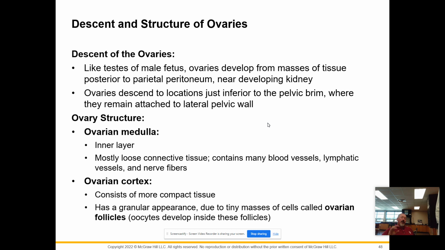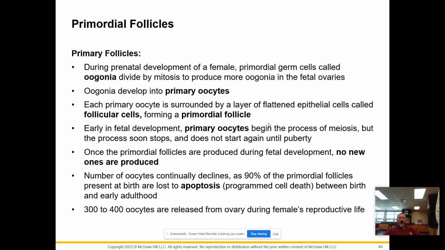All right, so the outside of the ovary, you get to the ovarian cortex. This is going to have more compact tissue. It's going to have a grainy appearance. If you notice the images that we've been looking at, it kind of looks like lines on it. And this is due to the masses that are there that are called ovarian follicles. So the oocytes develop inside these follicles. Did you catch that? The egg cell, the oocyte, they develop inside the follicles. That's important. So let's talk about those primary follicles.